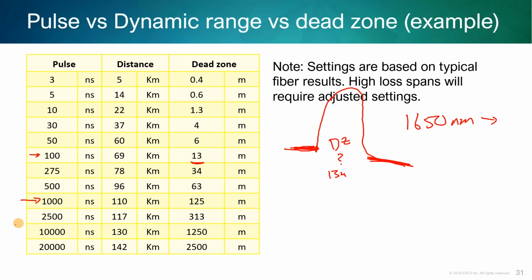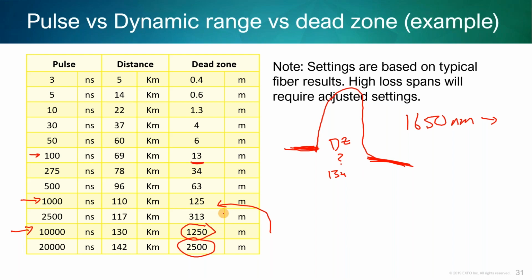And then if you increase your pulse width even more, you can start to see 1 or 2 kilometers of dead zone. This is also a good way to measure what length of launch cable you need to use. One reason why we have a launch cable, some folks call them dead zone eliminators, is because we're eliminating the dead zone from the OTDR.